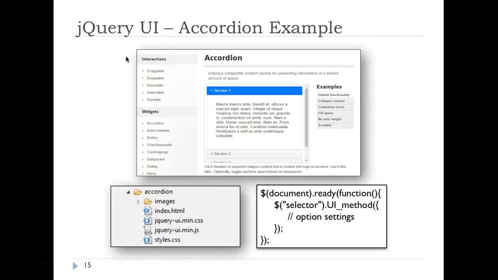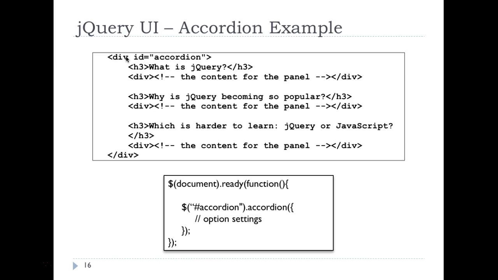Okay, here's an accordion example. We've got the section right here, section 1 and section 2, and the accordions below it. So the document ready would be selector and accordion and then its settings. So here's a div ID accordion, dot accordion, and then we see divs with certain content. This example is in the Chapter 11 zip file, which is in our folder.